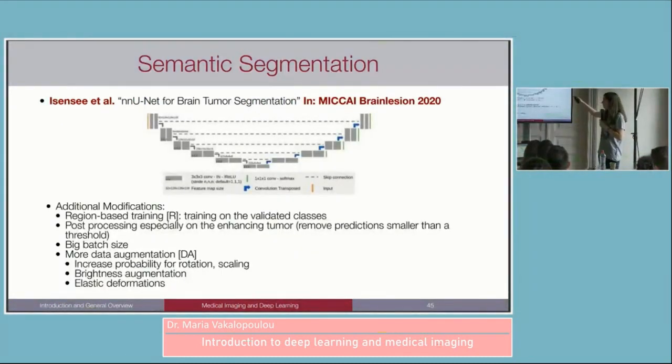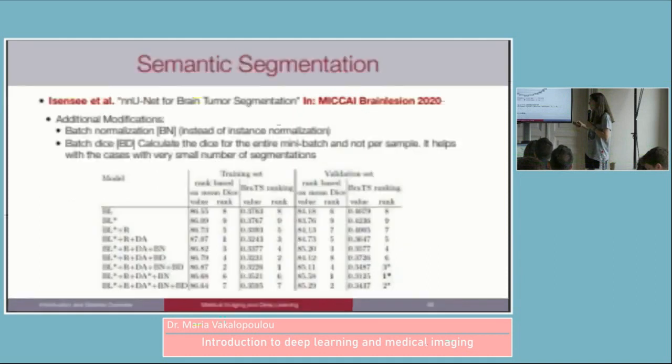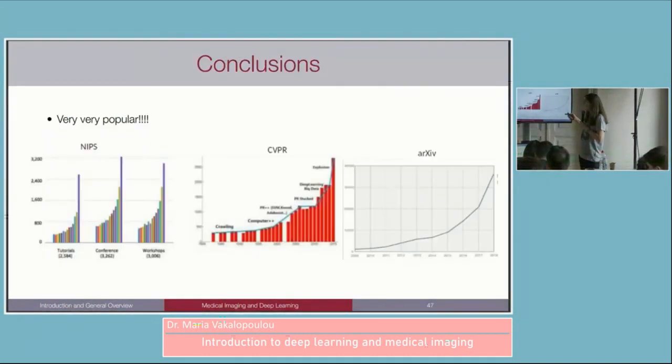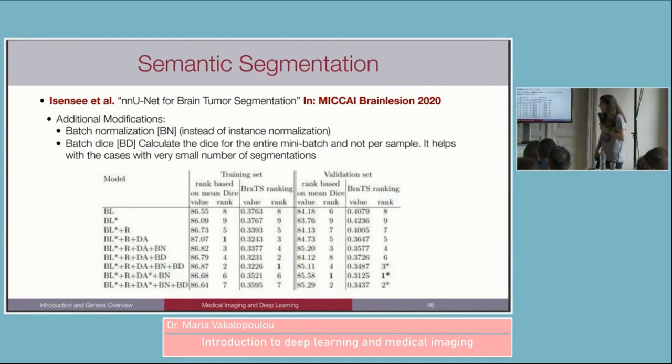For example, also BRATS, the data that we are using, and using very, very small modification and this kind of automatic optimization of the parameters, they were able to actually be in the first place.